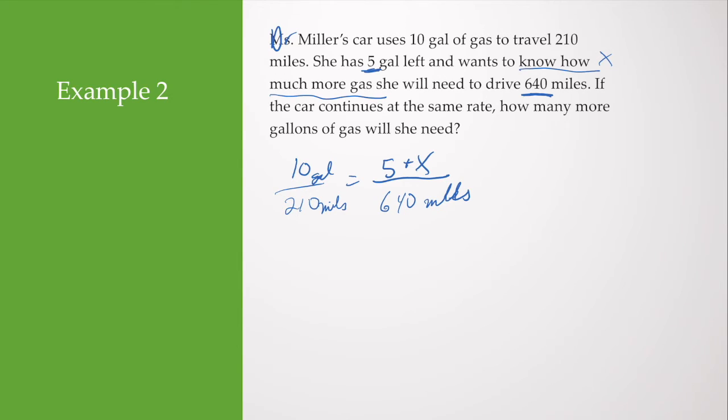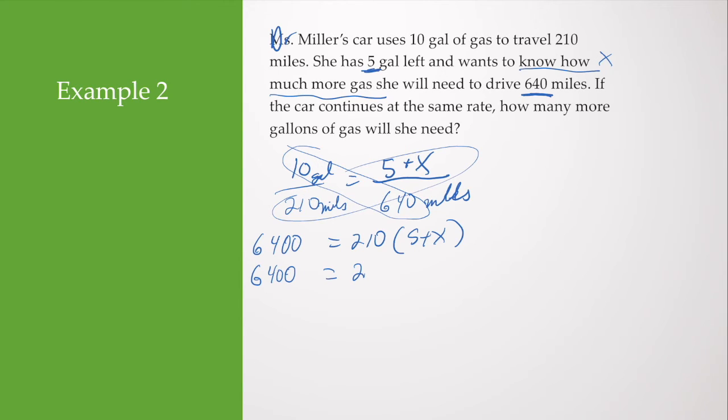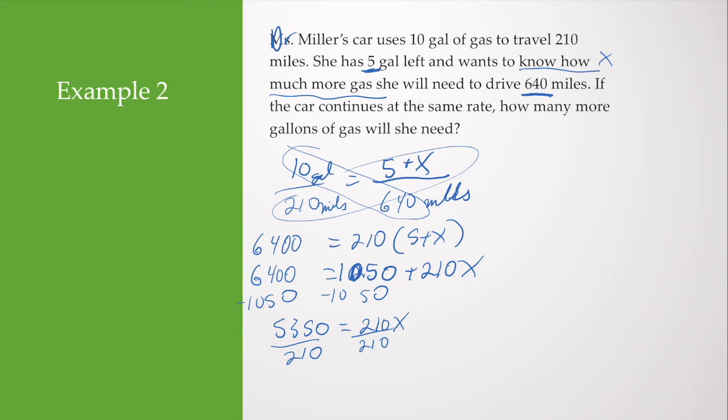Now we cross multiply. I have 10 times 640, which is 6,400, is 210 times 5 plus x. And then we want to distribute. I have 6,400 is 1,050 plus 210x. I subtract 1,050 from both sides. I get 5,350 is 210x. When I divide both sides by 210, I get 25.47 is x. So let's say I need 25.5 gallons of gas in order to make it 640 miles.